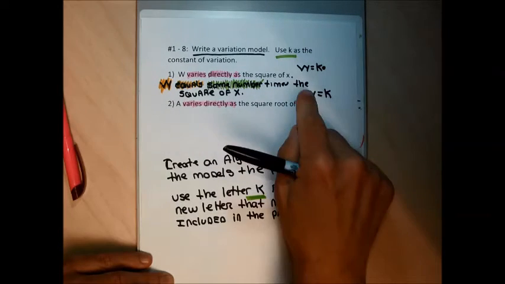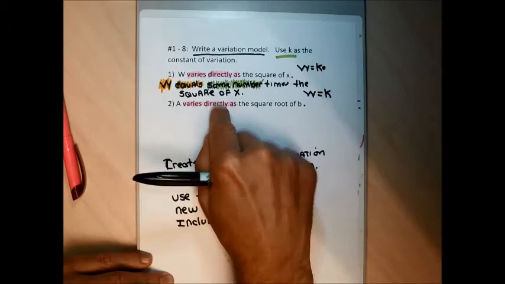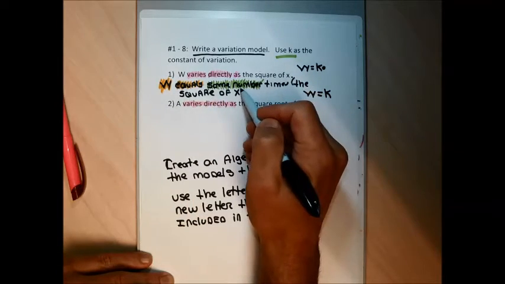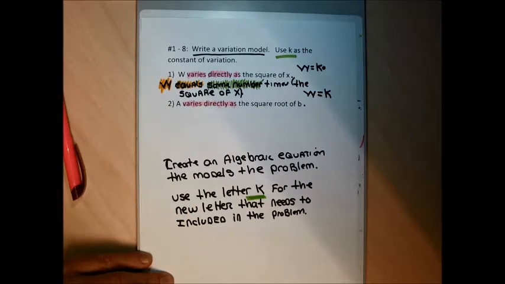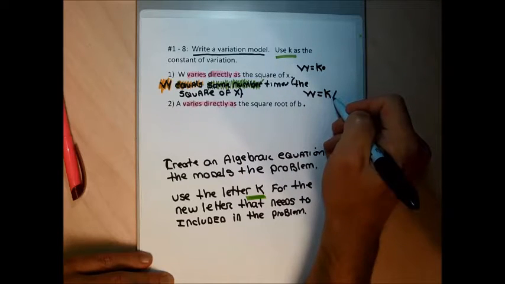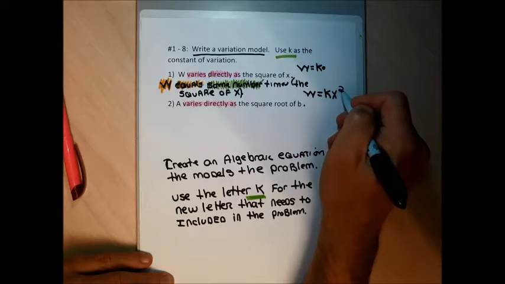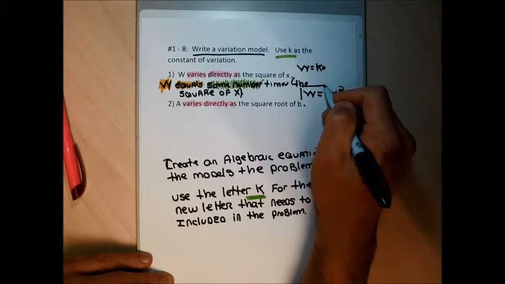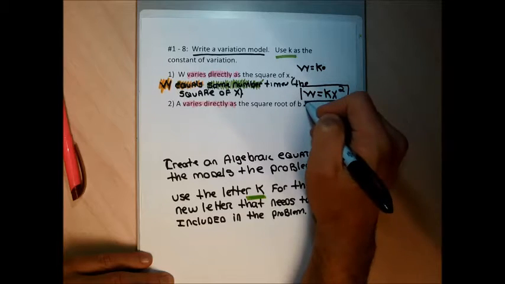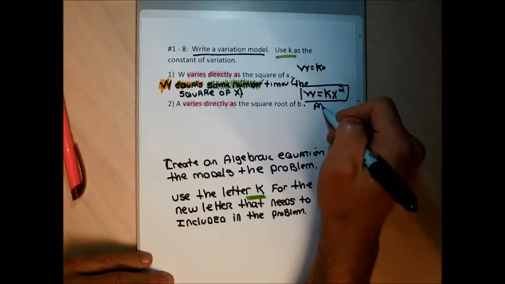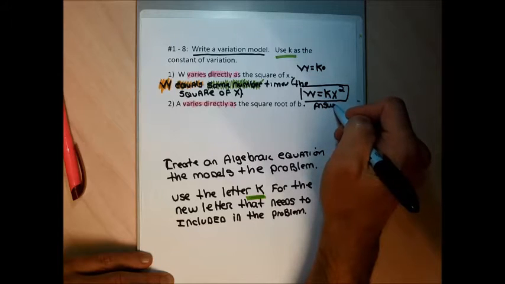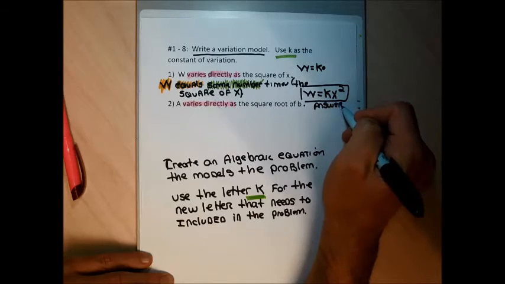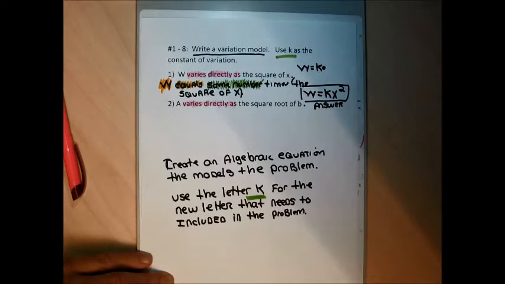And then the square of x is the last thing that I'm going to replace with a symbol. And the square of x is an x with an exponent of 2. This would be the answer for problem 1. There isn't anything more to do because there aren't any numbers in the problem. So I'm just creating an equation that has the same meaning as the sentence that's given to me.